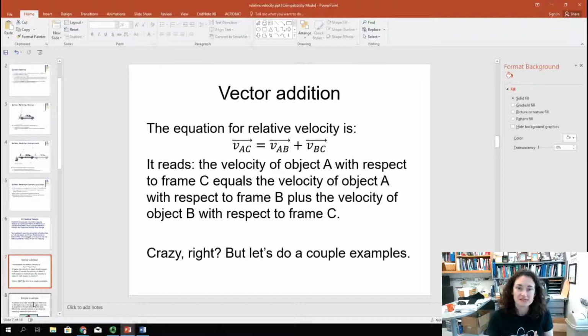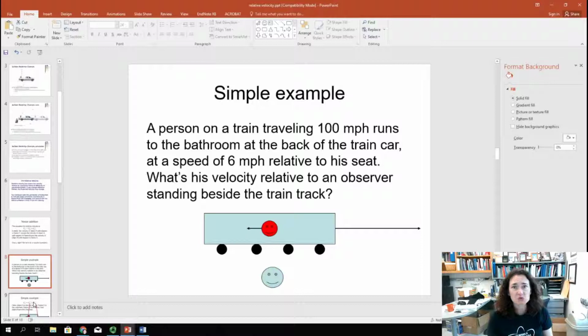So let's do a couple of example problems so that we understand what's going on here. Let's do a really simple one first so that we can just understand the equation and how it's applied. So here's the simple example. A person on a train traveling 100 miles per hour runs to the bathroom at the back of the train car. They run at a speed of 6 miles per hour relative to their seat. So what's the velocity relative to an observer that's standing beside the train track, right? So what's the velocity of the person that's running to that bathroom with respect to the person that's standing on the side watching the train go by?